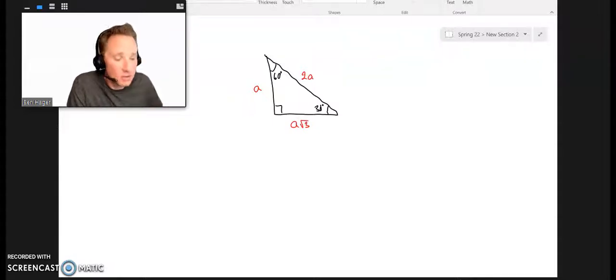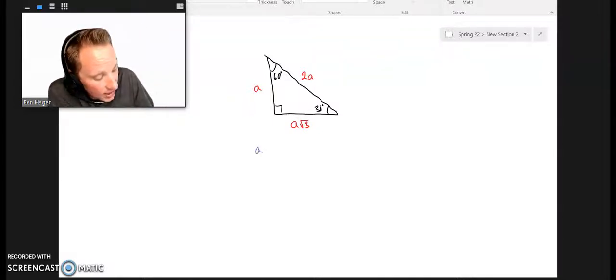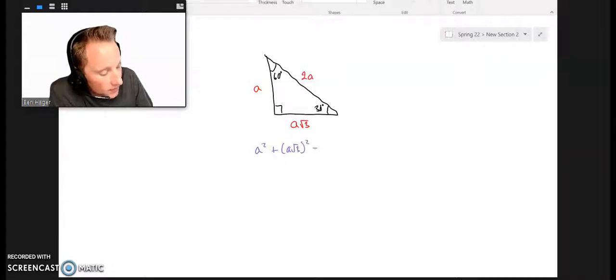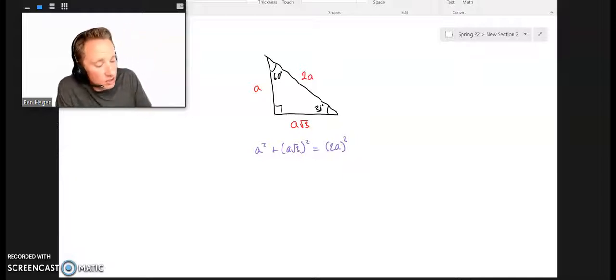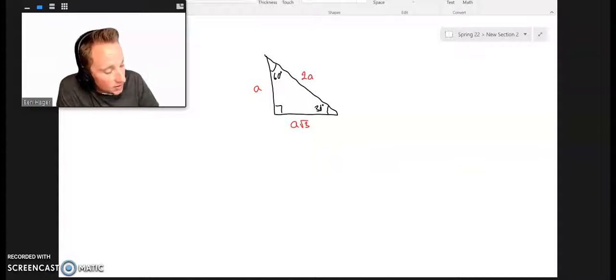Now this is always going to be true. You can verify it with the Pythagorean theorem. If you were to take A squared and A root 3 squared and clean it all up, you would indeed get 2A squared. Okay, so this is our special 30, 60, 90 triangle. We have another special right triangle, and that was the 45, 45, 90.